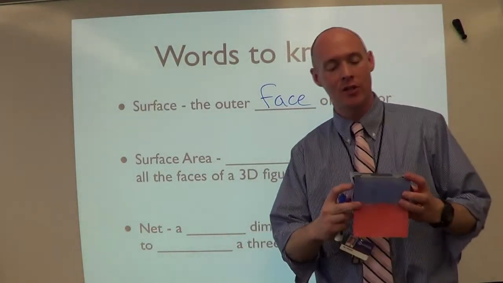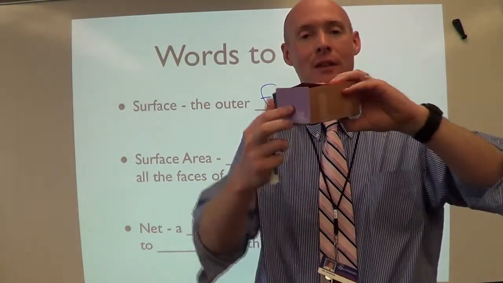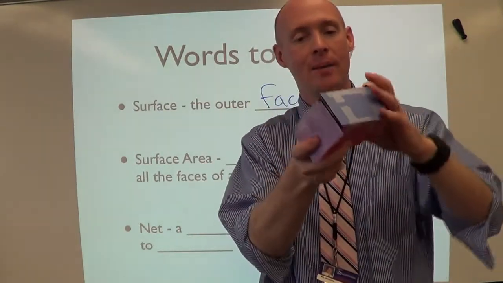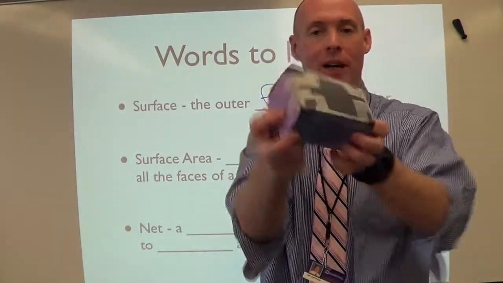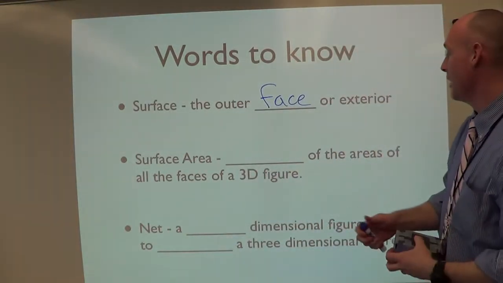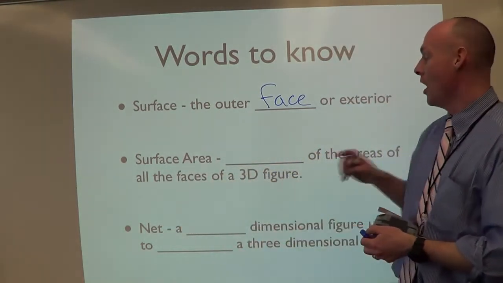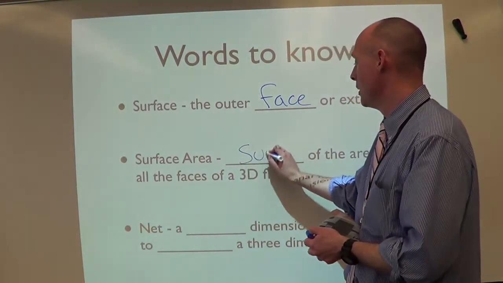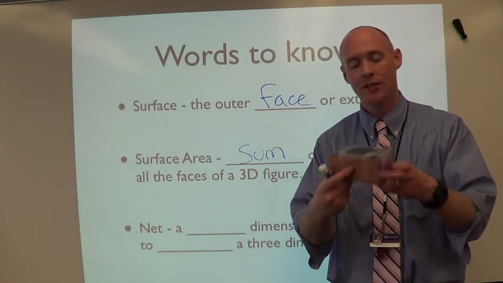I have a three-dimensional shape here, you can see all the different sides. I have different colors. The surface area is all that's the outside. This is all the surface area. So the surface area is the sum of the areas of all the faces of a three-dimensional figure. What you do is you find the area and then you add them up. Now, let's take a look.